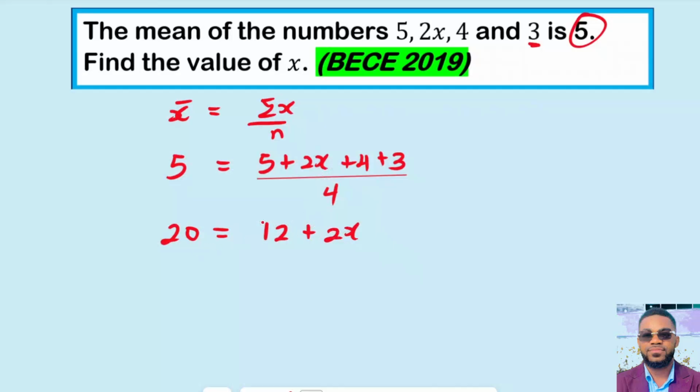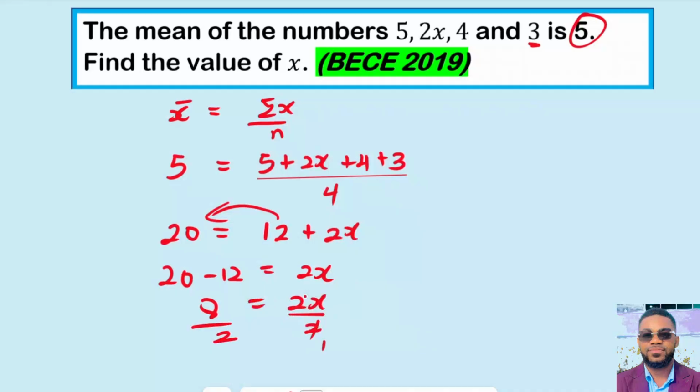So what do we do next? We just have to subtract 12 from both sides. Or we take 12 to this side easily. So that's going to be 20 minus 12 equal to 2x. And 20 minus 12 will give us 8. So we have 8 equal to 2x. We divide here by 2, here 2 by 2. So the 2 cancels these 2. 2 goes into HCF 1, it goes into 8, 4 times. So this implies that x is equal to 4. So that is how we can find the value of x.